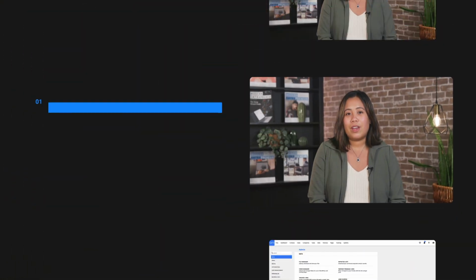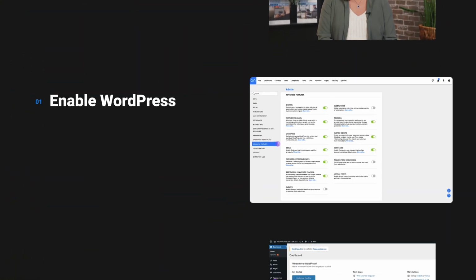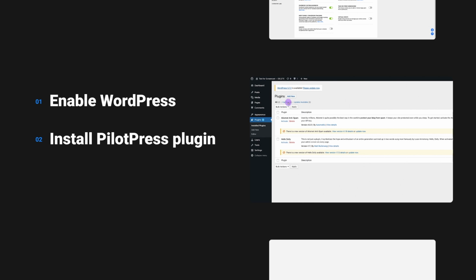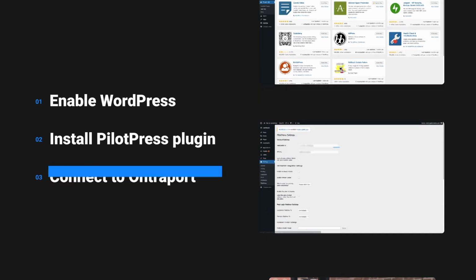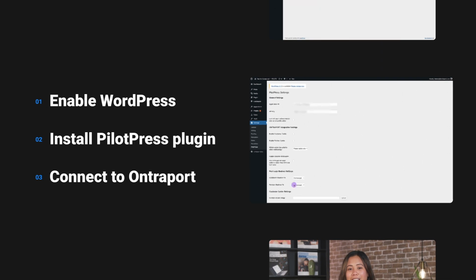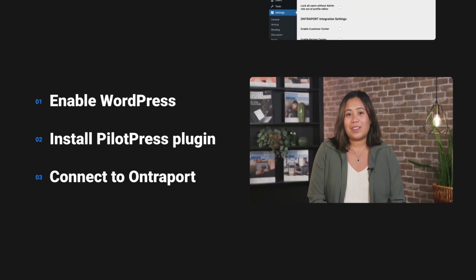You can install the PilotPress plugin in 3 steps. First, you'll pop into Ontraport to enable the feature. Next, you'll find and install the PilotPress plugin on your WordPress site. And you'll wrap up by connecting your WordPress settings to Ontraport. Let's see what that looks like.